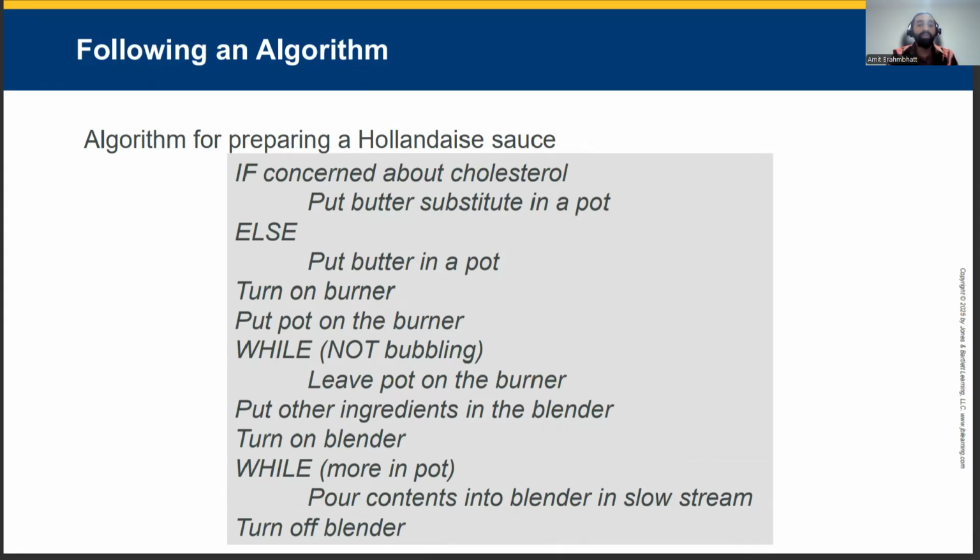For example, it uses an if statement to decide between butter and a substitute, then applies a while loop to keep heating the mixture until it bubbles. Later, it alternates between steps such as blending ingredients and pouring slowly. By presenting a cooking recipe as an algorithm, the slide emphasizes that clear, structured thinking applies to real-world tasks. It shows how algorithms guide decisions, repetition, and sequencing in a predictable and testable way.